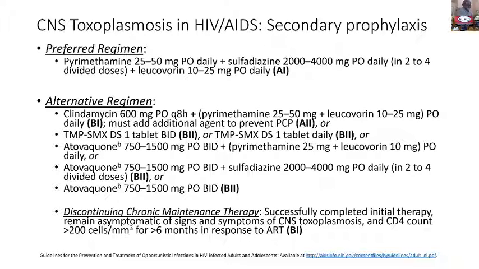And one can discontinue secondary prophylaxis if, after completing initial therapy and secondary prophylaxis and having started ART, the patient has managed to sustain a CD4 count over 200 for at least 6 months in response to ART and has viral suppression.